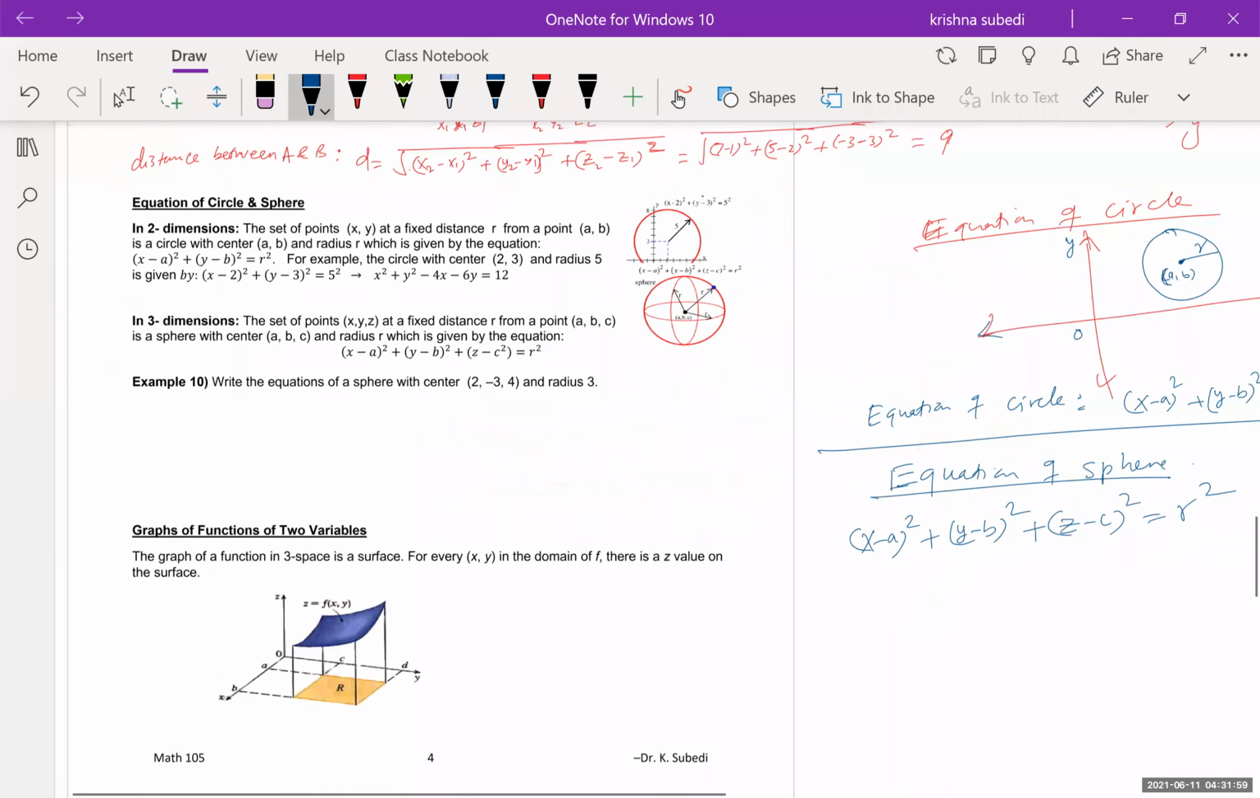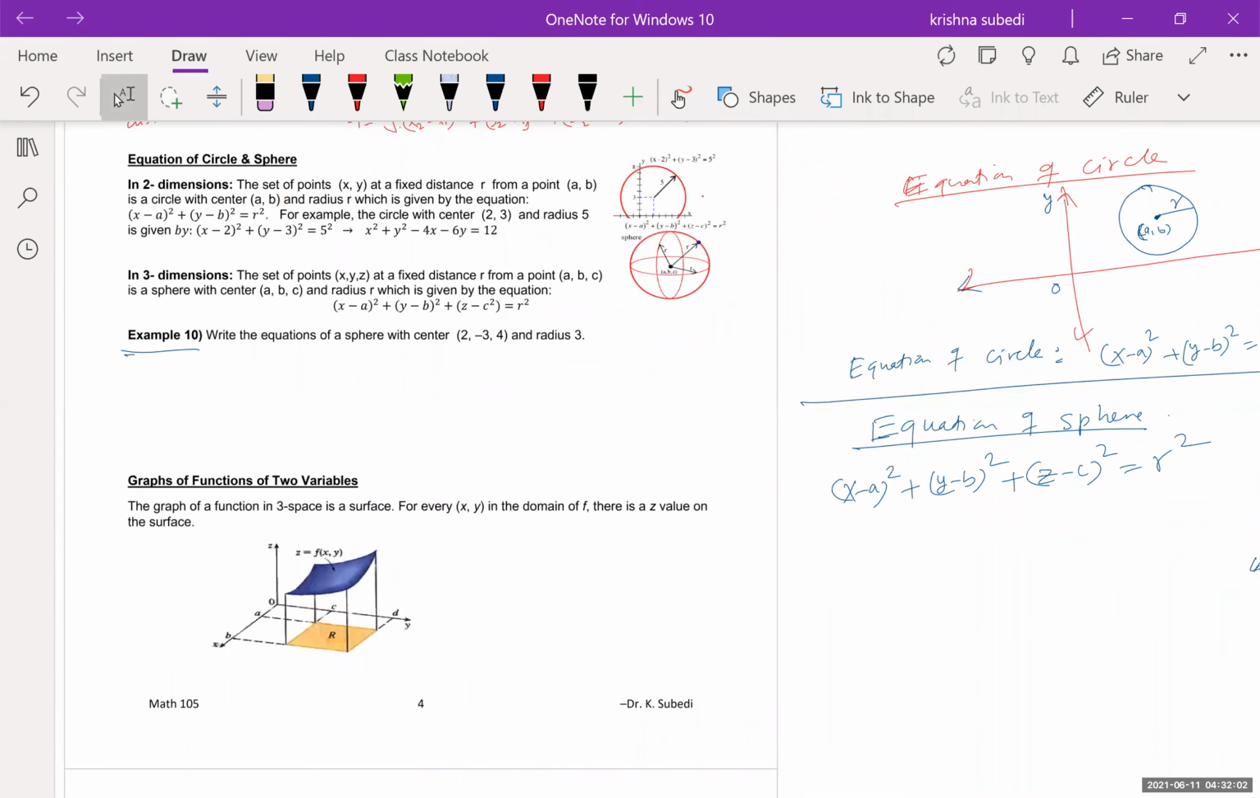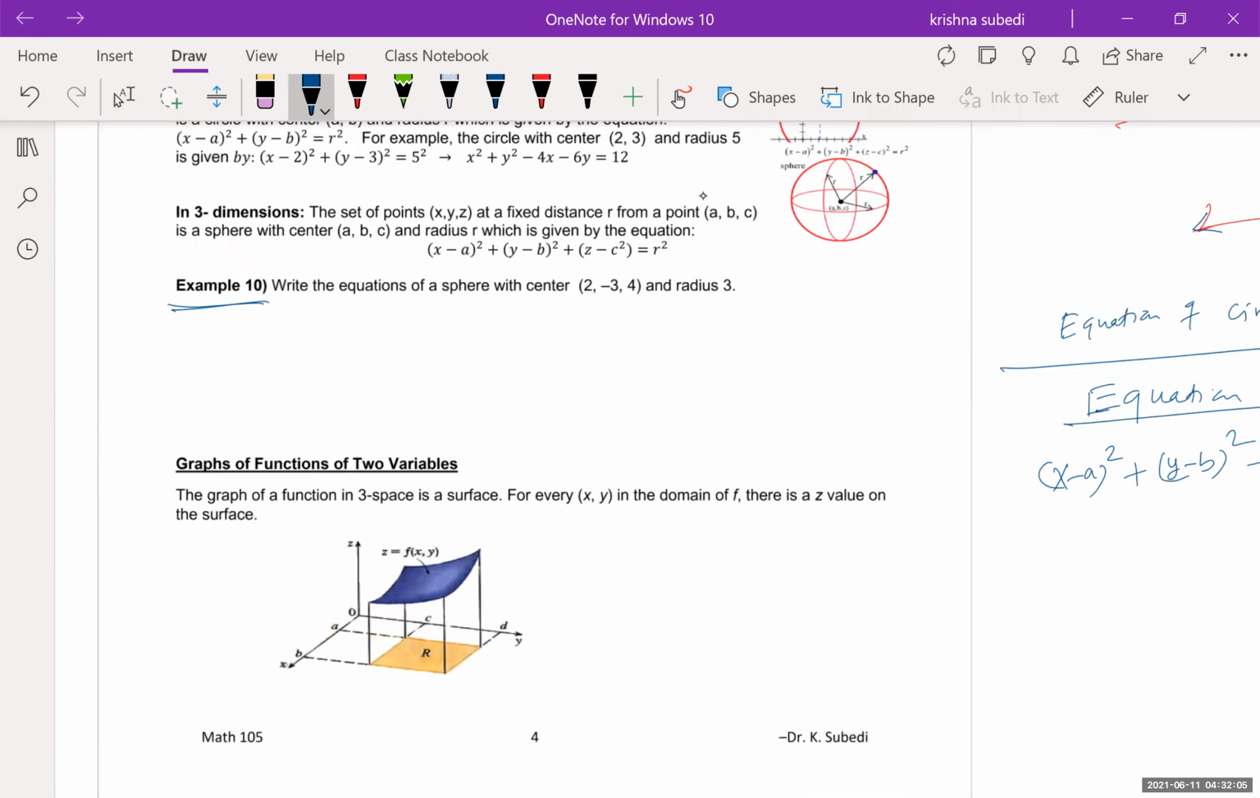Now let's try example 10. Write the equation of a sphere with center 2, negative 3, 4, and radius 3. So the center of a sphere is represented by A, B, and C, and you know the formula. So the equation of a sphere is given by x minus a square plus y minus b square plus z minus c square equals r square.